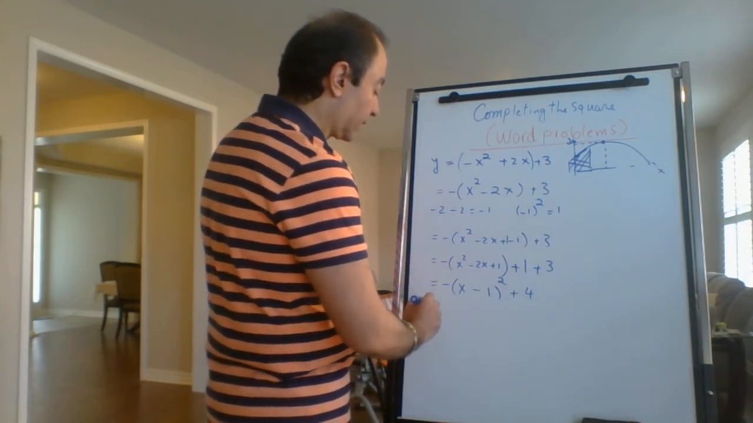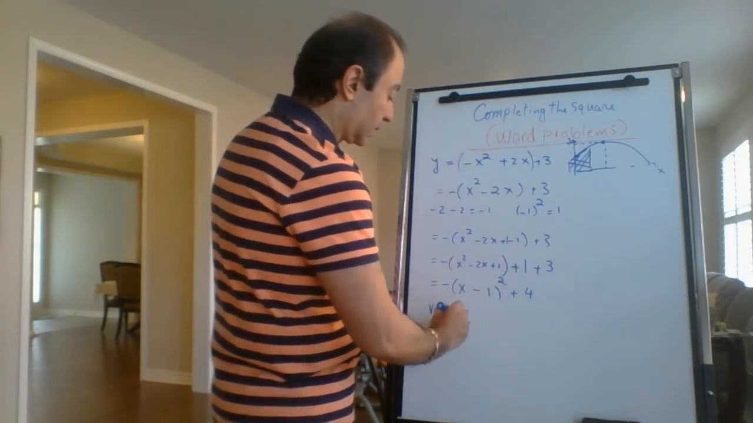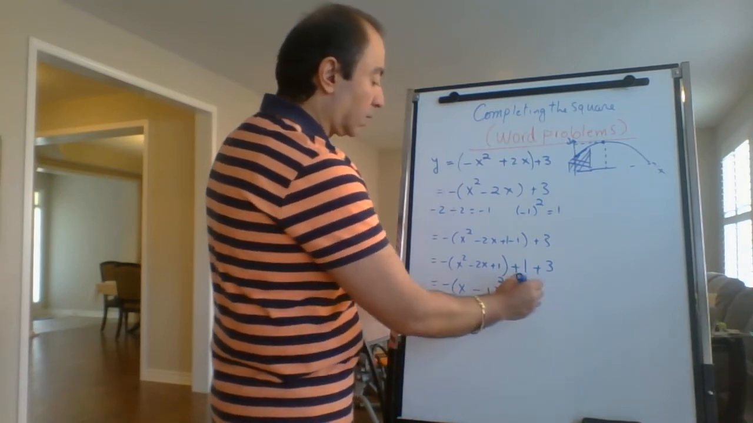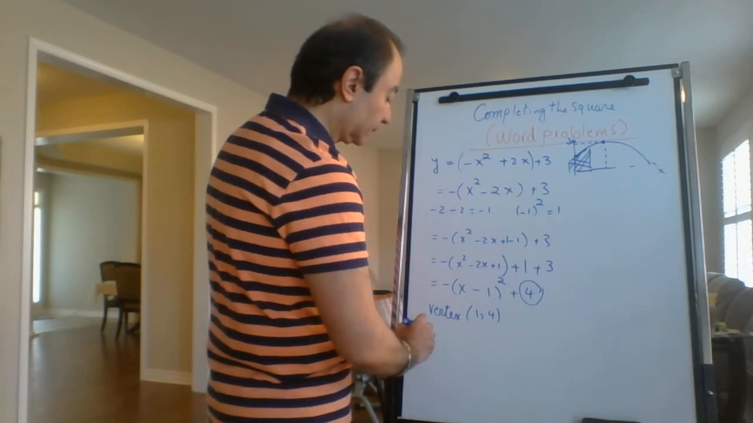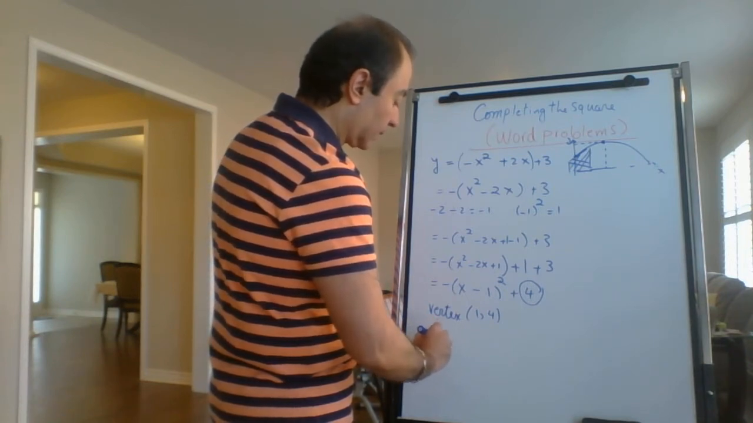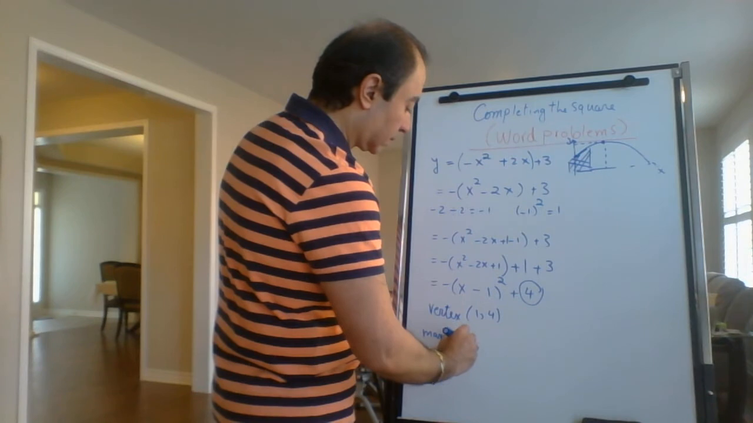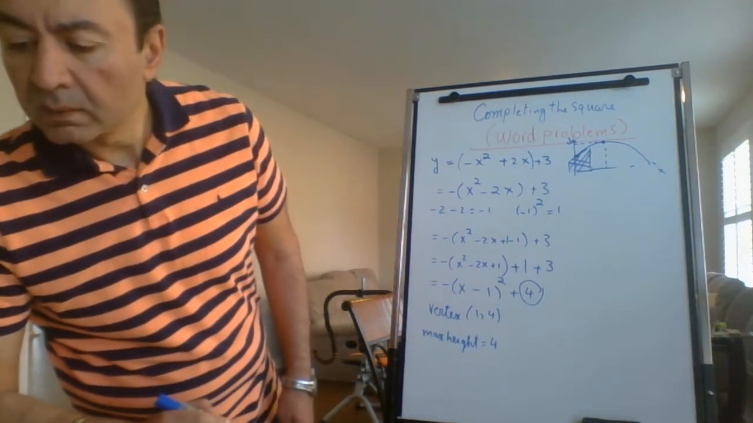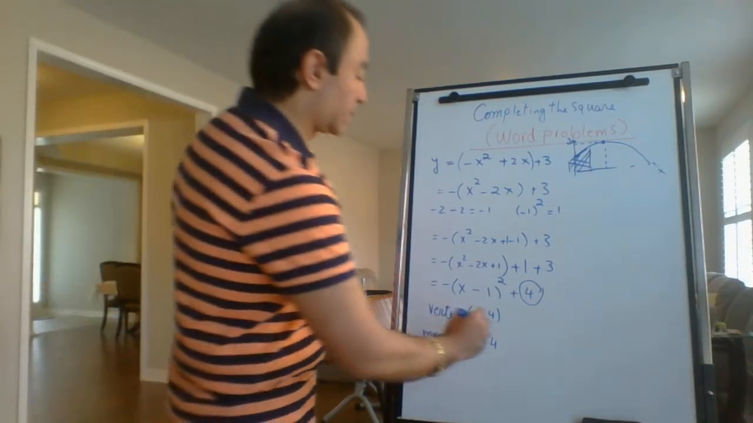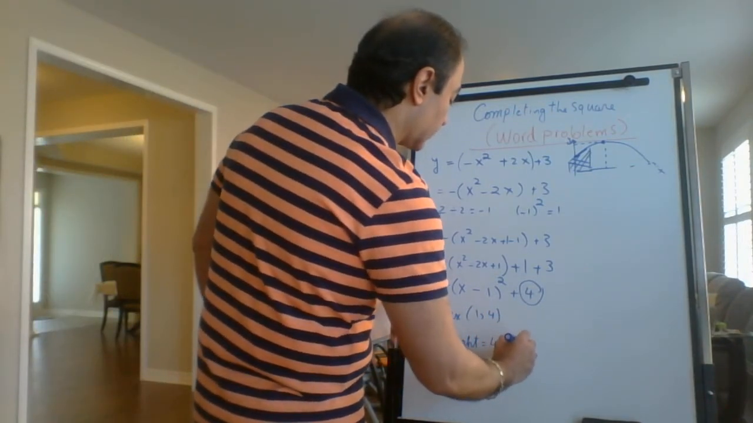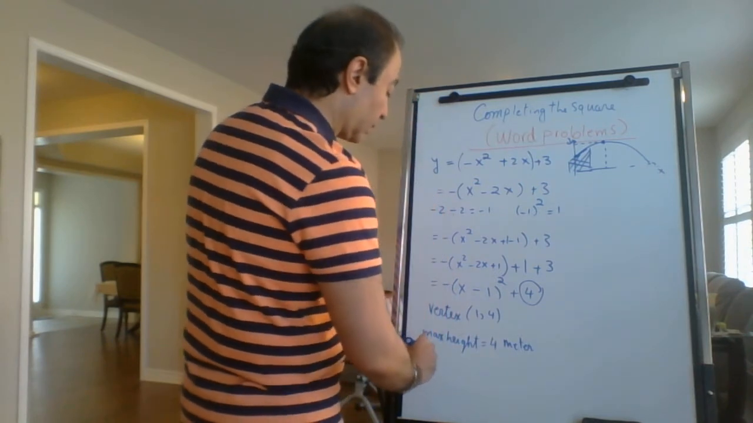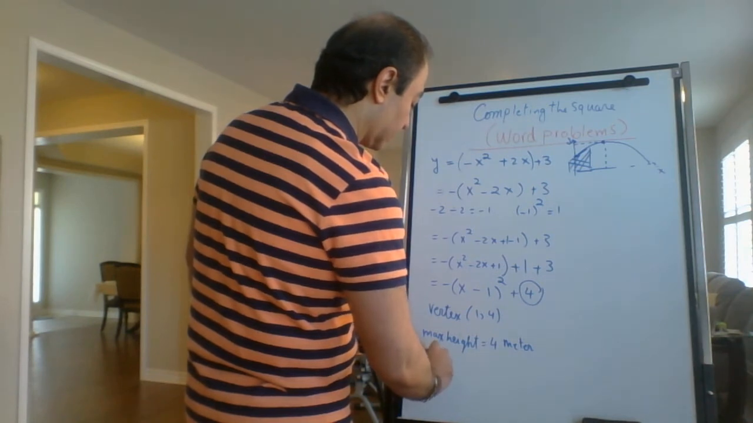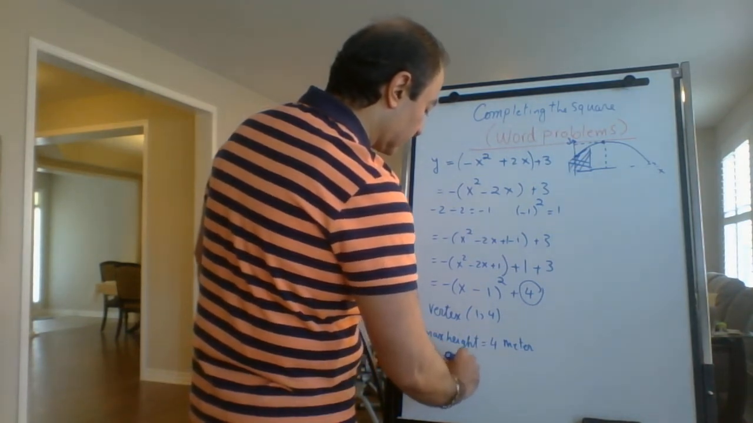So the vertex is at 1 and 4. Okay, this is the maximum height, equals 4. I think it's meters, right? Meters, yes, meters. And the horizontal distance at this maximum height is 1.